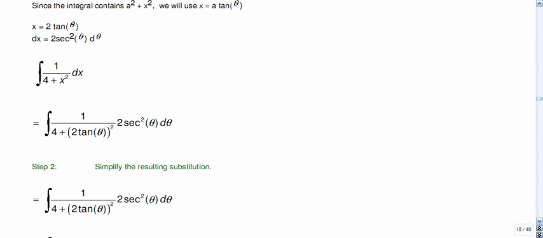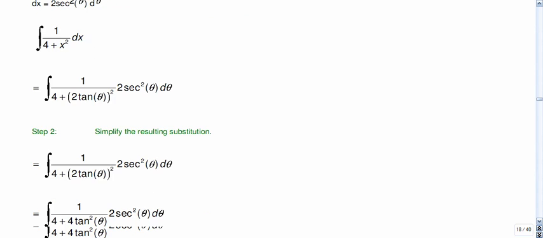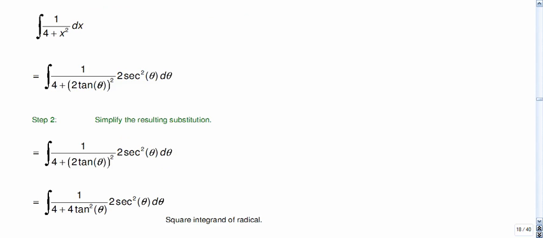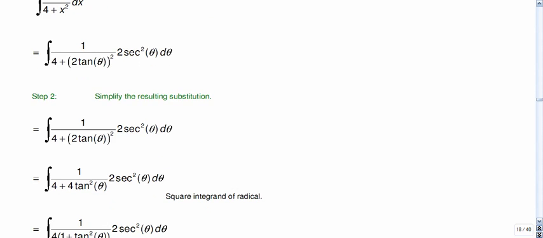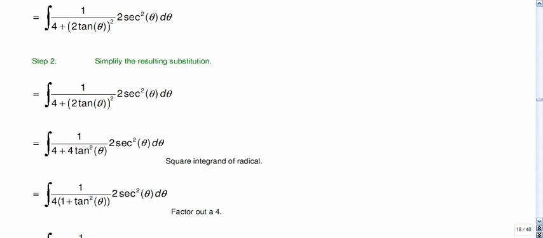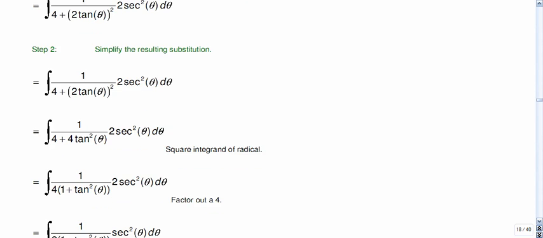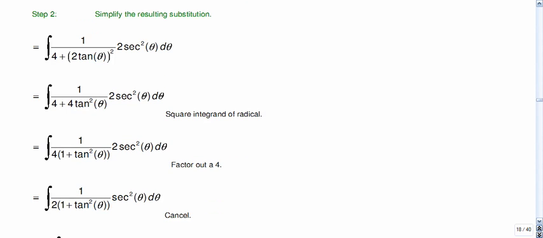Simplify the resulting substitution, so I'm going to square the 2 tan theta, which will give me 4 plus 4 tangent squared theta, and then multiplied by 2 secant squared theta d theta. Again, like I did before, I'm going to factor out a 4. This time it's not in a radical, but I'm still going to factor it out and cancel. Notice since it wasn't in the radical, we're still going to have something left when we cancel. Right? 2 goes into 4 twice.